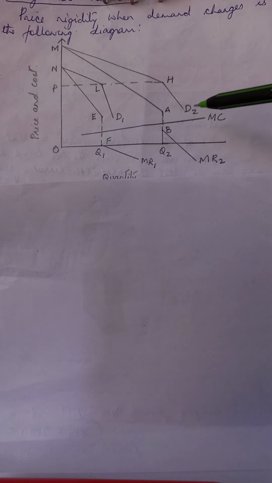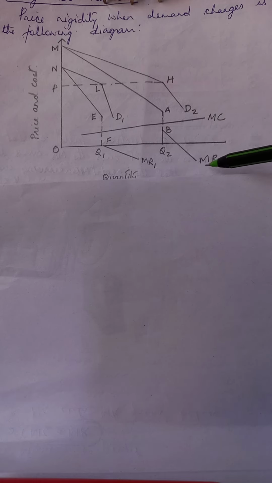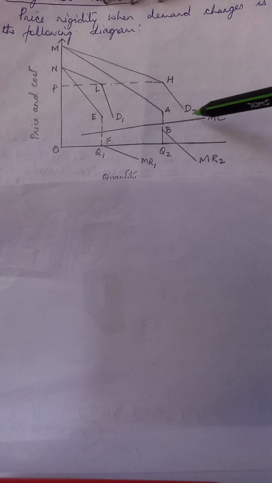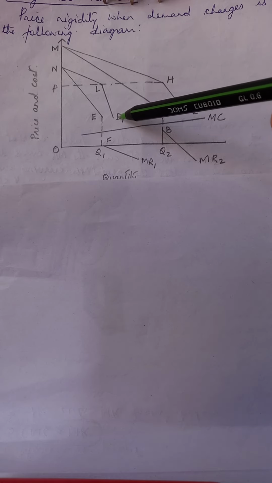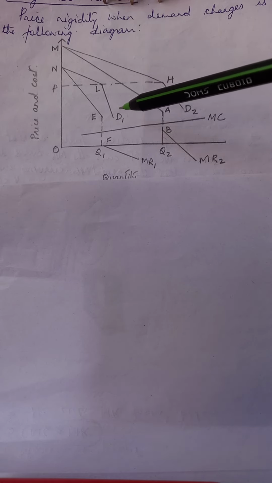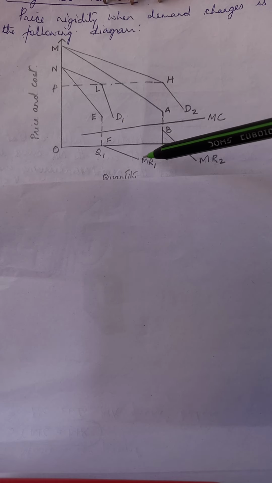In this particular diagram, we take this D2 as the original demand curve. We take this MR2 as the original marginal revenue curve. We also have this MC curve, which is the marginal cost curve. So if demand decreases, let's see what will happen. If there is a decrease in demand, we will have the new demand curve by the name of D1, and we will also have the new marginal revenue curve by the name of MR1.